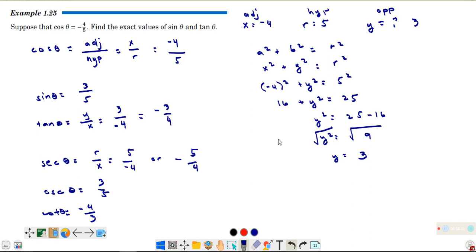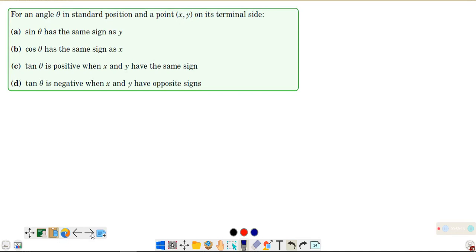Kung gusto niyo siyang i-drawing sa Cartesian plane, ganito siya. Plot natin si x, negative 4. 1, 2, 3, 4. Ito yung negative 4. Plot natin si y. 1, 2, 3. Ito si 3. So, ito yung negative 4, 3. Tapos, ito yung kanyang r, which is equal to 5. Okay? So, I hope everything is clear.